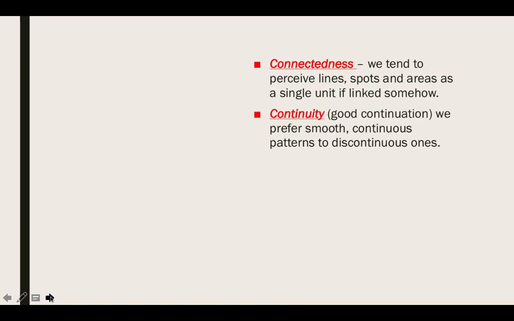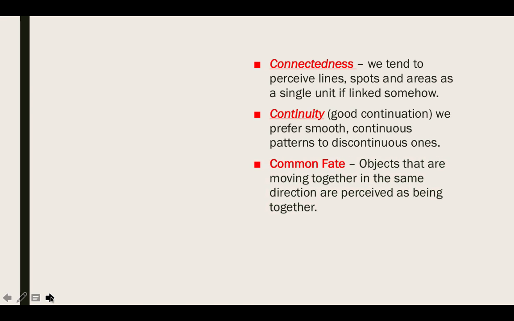Connectedness means we tend to perceive lines and other areas as a single unit, as if linked somehow, even though there are interrupting lines in our original. Continuity, which also means good continuation. We prefer smooth, continuous patterns to discontinuous ones. So we may see waves and circles and arcs in incomplete objects as well. And common fate: objects that are moving together in the same direction are perceived as being together.